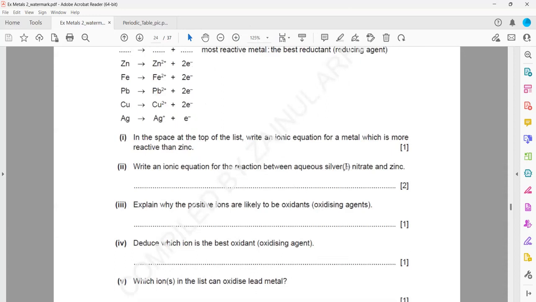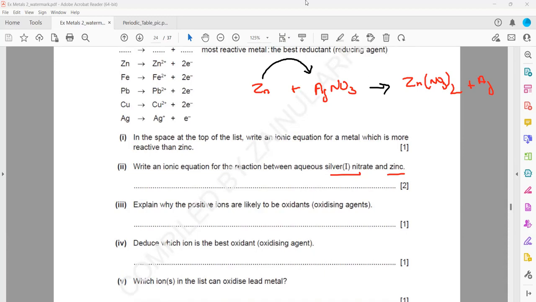So first we write a full equation between silver nitrate and zinc. Silver nitrate is AgNO3 and zinc is Zn. Zinc is more reactive than silver, as you can see in the reactivity series. It will form zinc nitrate. The formula of zinc nitrate is Zn(NO3)2, and silver metal will be produced. The equation must be balanced. We have 2 nitrate ions, so we put 2 silver, and the equation is balanced now.